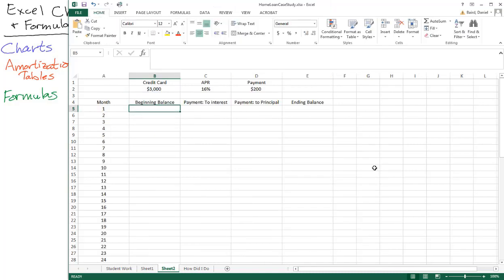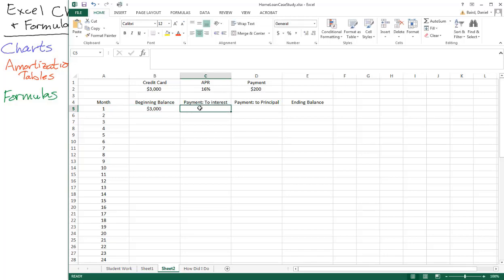For the next little section, we've got to do some amortization tables. The amortization table is, hey, you've got a credit card, $3,000. It's got an APR of 16%, and the payment you're going to make, you can afford $200 to pay off this credit card, and how long is it going to take you? And this is individual arithmetic. So at the beginning balance, we have $3,000. Oh, good. Yeah, let's put a dollar sign in front of that.